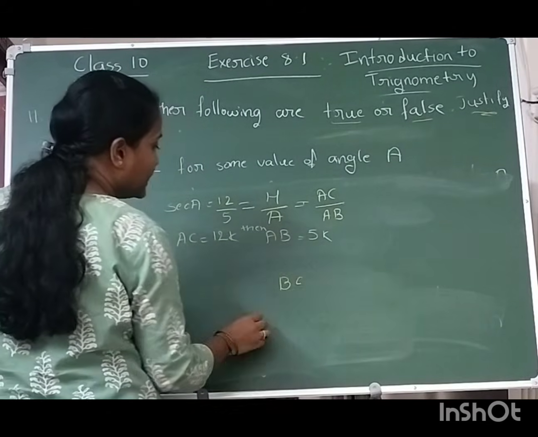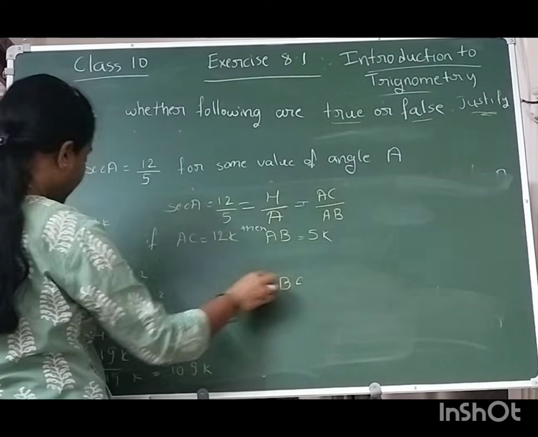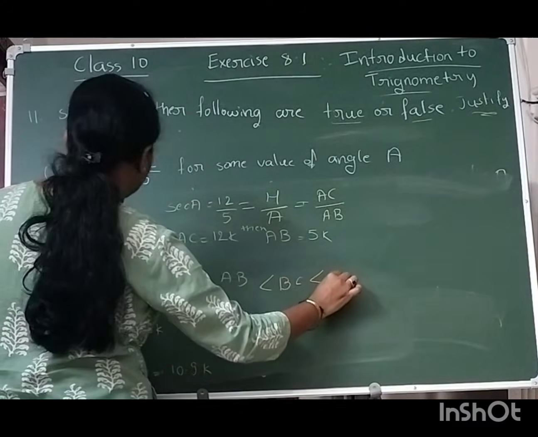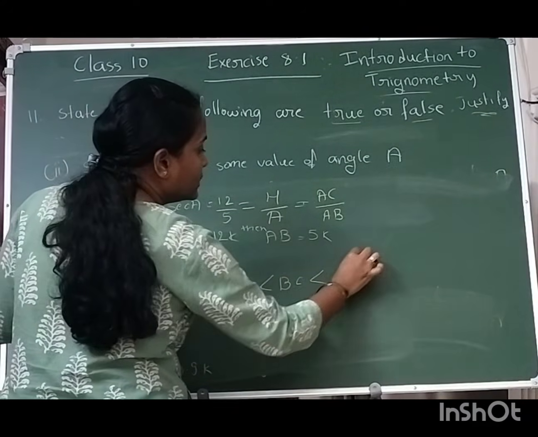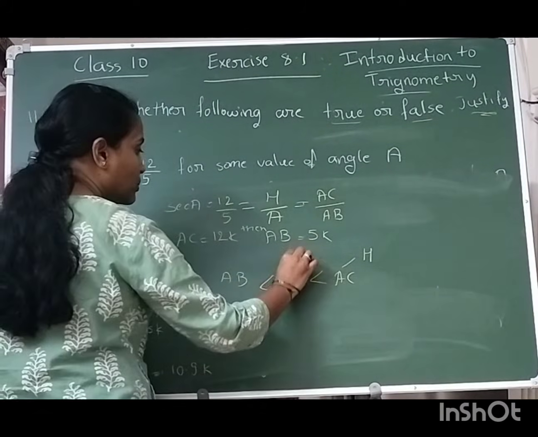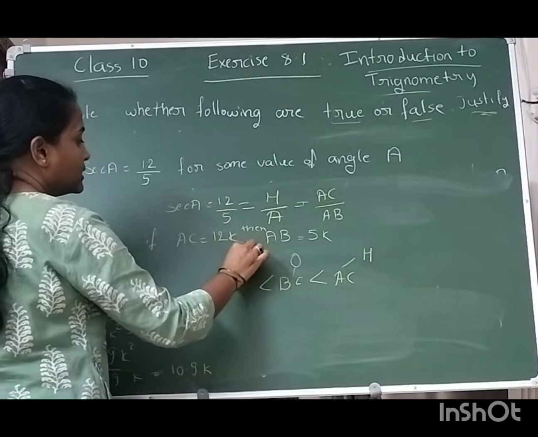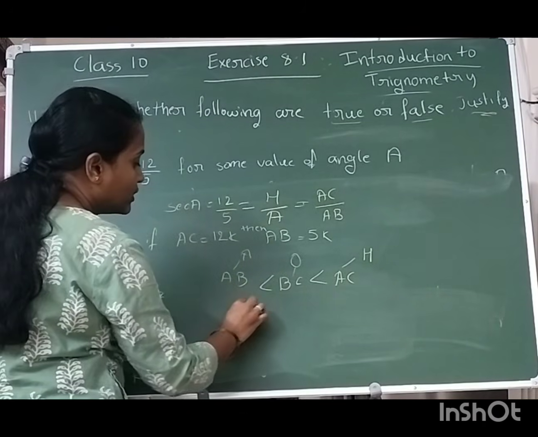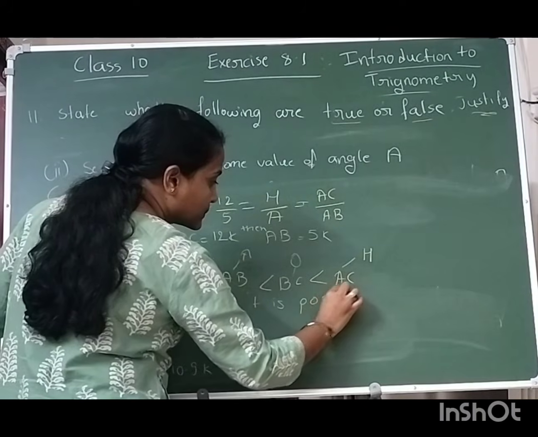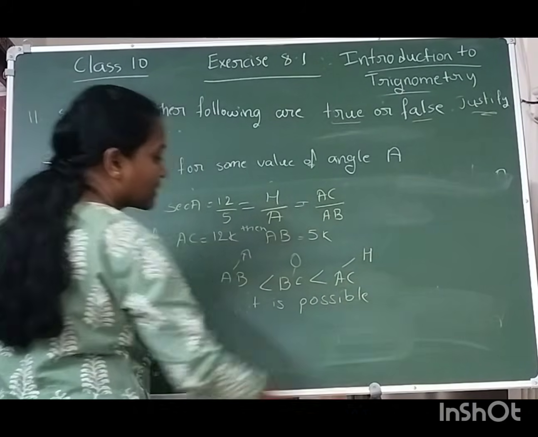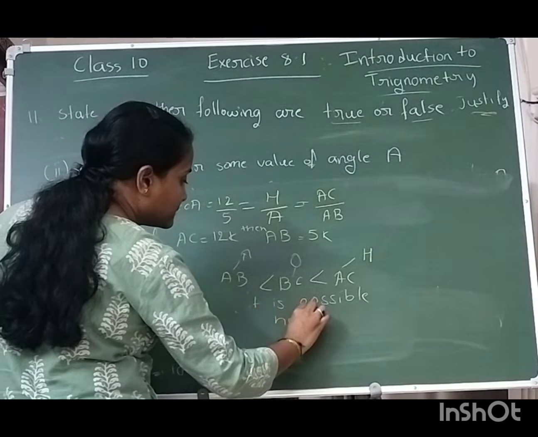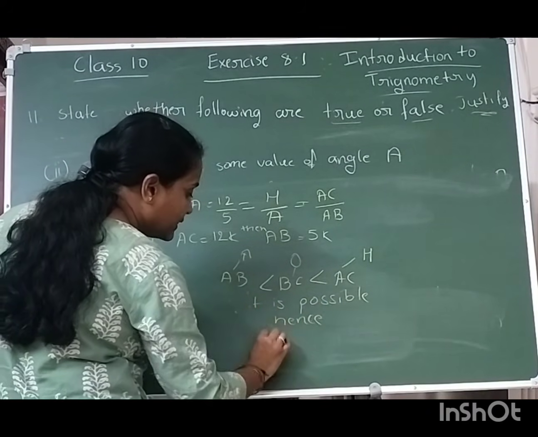So BC is greater than AB and lesser than AC, and we know that AC is the hypotenuse. To angle A, BC will become the opposite side and AB will become the adjacent side. So since hypotenuse is the biggest here with 12K, it is possible, hence it is true.